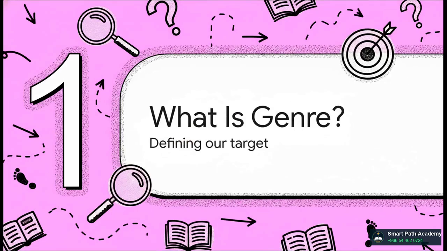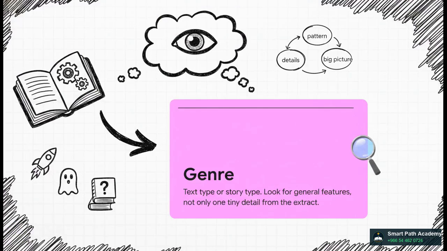What exactly is genre? Let's define our target. Simply put, genre just means the text type or the story type that you're reading. Are you reading a sci-fi adventure, a scary story, maybe an encyclopedia entry? Now, the golden rule for Cambridge examiners is this. When they ask you to identify features of a genre, you absolutely must look for the big, general features of the text. You can't just rely on one tiny, isolated detail from the extract.